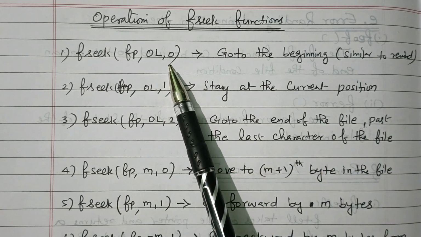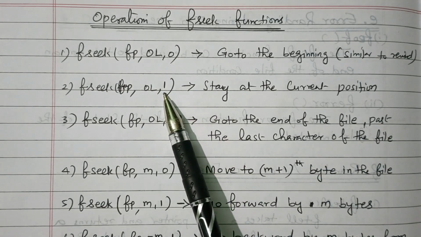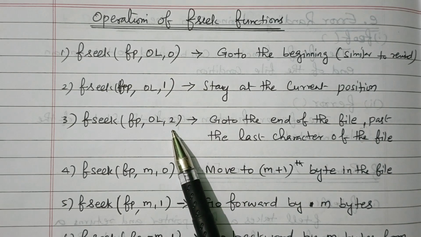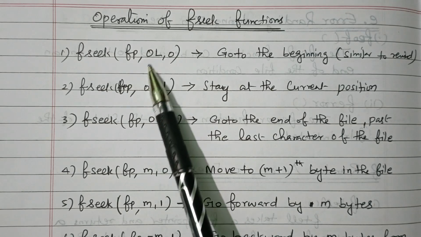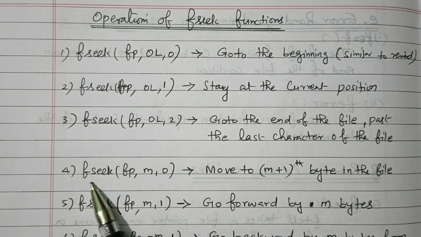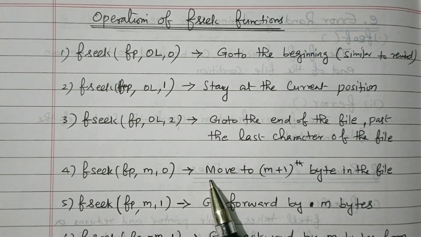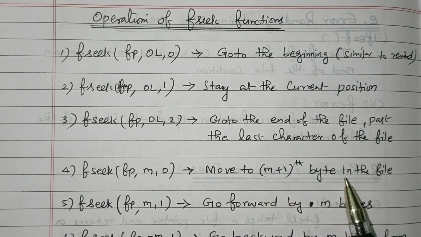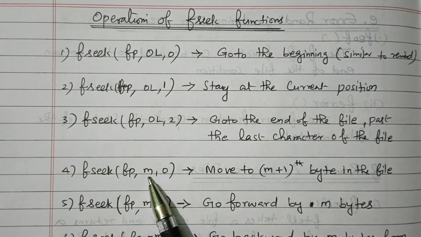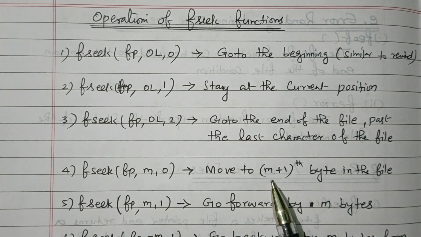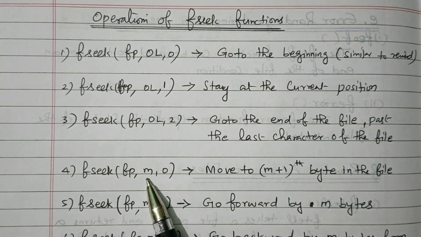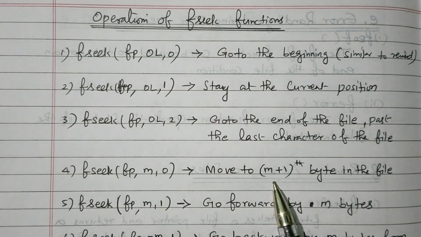So 0 means the beginning of the file, 1 means current position, 2 means end of the file, for 0L, right? Same. fseek(fp, m, 0). m, 0 means beginning, right? So move to the m+1 byte in the file. m, we have to mention the value. 10 means 10 plus 1. It will go to the 11th position, the 11th byte, like that, right? So whatever number is specified here, that byte will be moved to by this function.